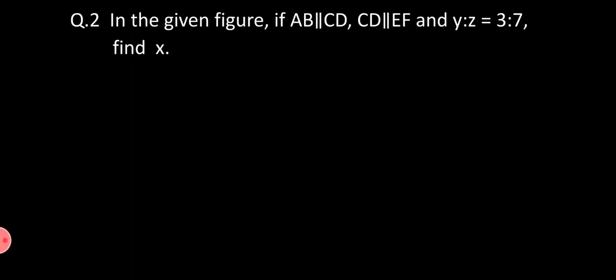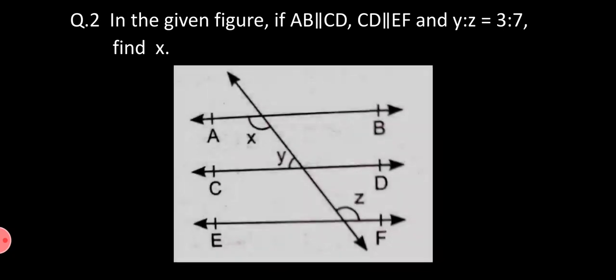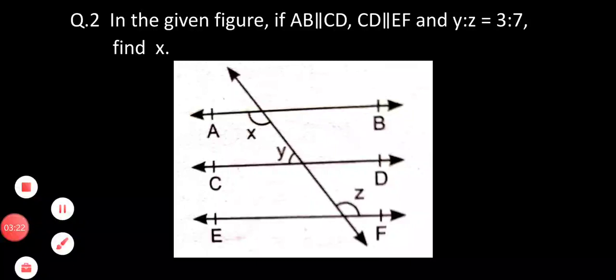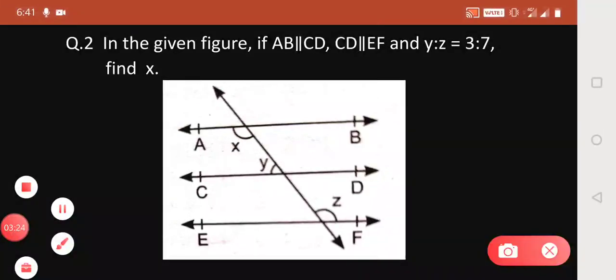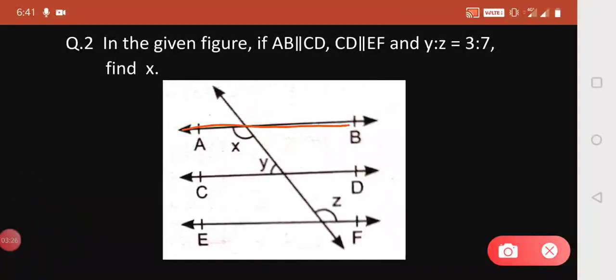Next question, that is question number 2. In the given figure, if AB is parallel to CD, CD parallel to EF, and y is to z equal to 3 is to 7, find x. According to the question, it is given AB is parallel to CD, and further CD is also parallel to EF. Now the ratio of y is to z is given as 3 is to 7, and we have to find the value of x.